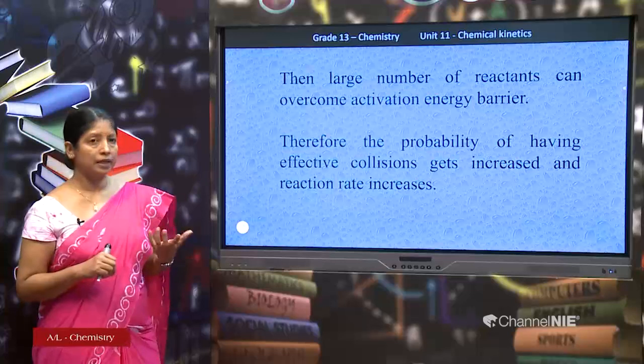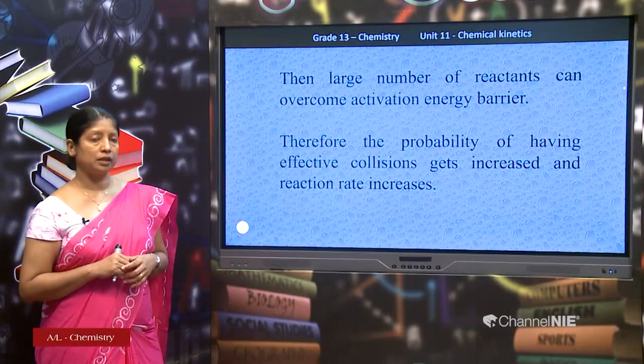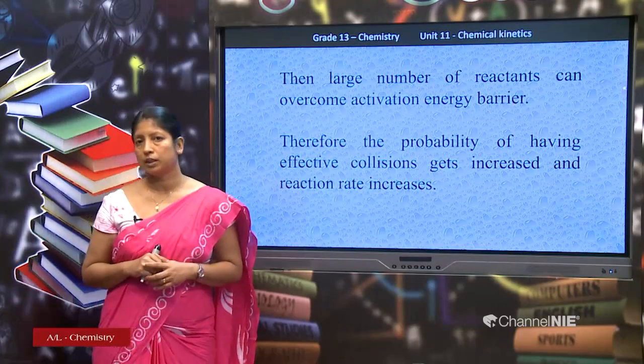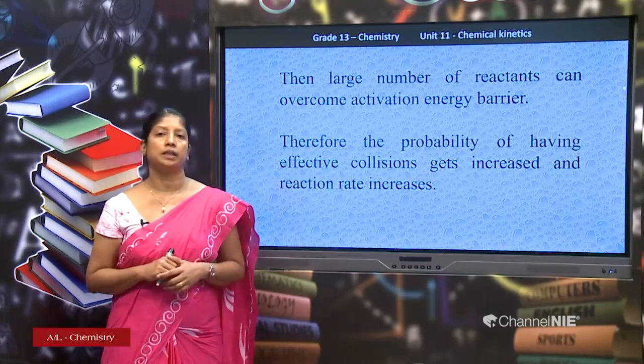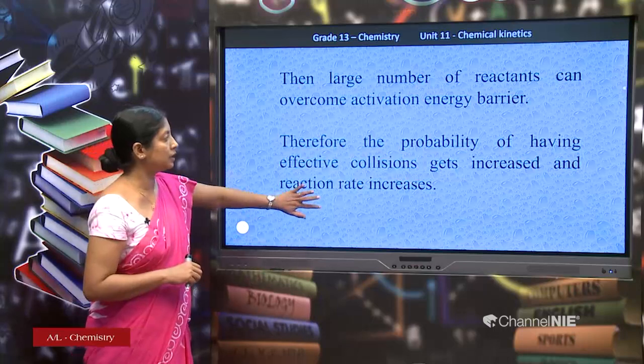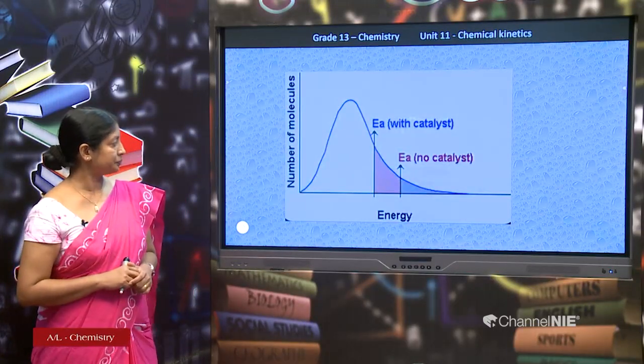If it gets increased, then total collisions in the medium get increased. Out of these total collisions, some of them can be effective collisions, so the effective collision rate gets increased in the presence of catalyst. So, the reaction rate increases. Clearly, you can understand this by the diagram.